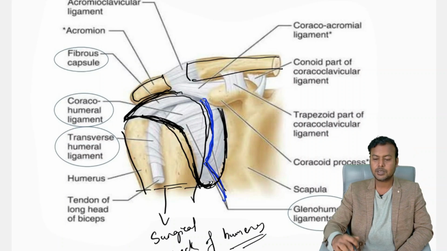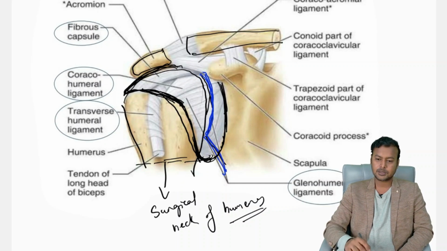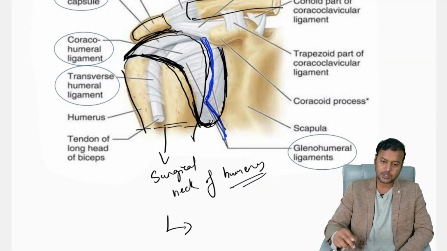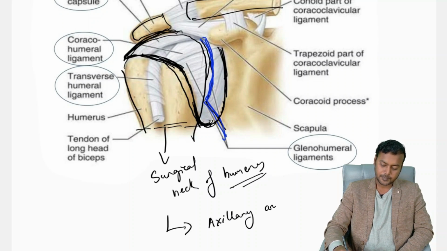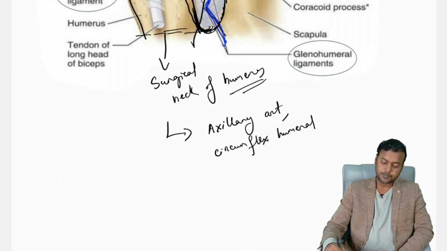What is the surgical neck of humerus, students? Why is it important? Now at this level, at the surgical neck of humerus, important structures, that is the axillary artery, the circumflex humeral vessels, these are moving.